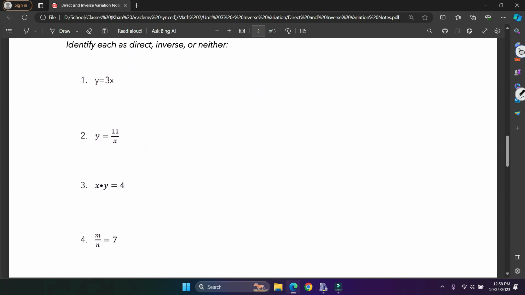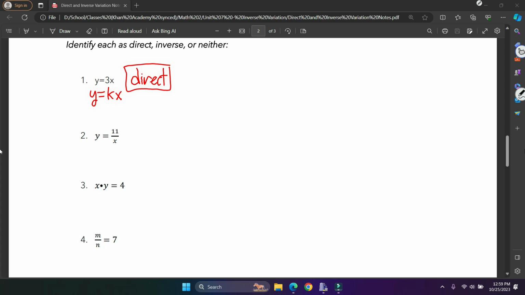All right, number 1 says y equals 3x. If I look at this equation, this is already in our familiar form of y equals kx. And so there's nothing that we actually need to do to identify that this is in fact direct variation. This equation is already set up in that form. So if we recognize that form, then we know that it's direct variation.